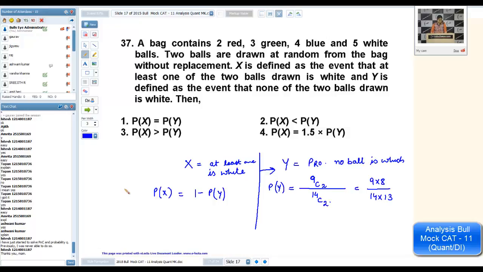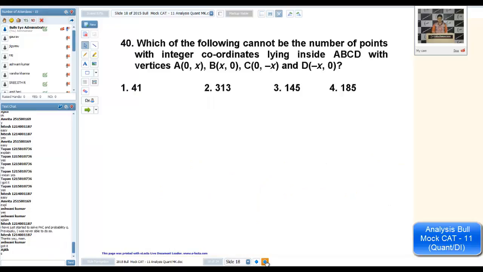Thank you, Hitesh. Please go through the basics of PNC and probability. It's a very interesting topic. You got that, Ashwini? Okay, let us move. 40th. It was a difficult question, I must say. Avoidable. Yes, Tapan.